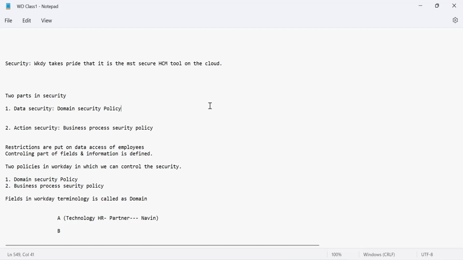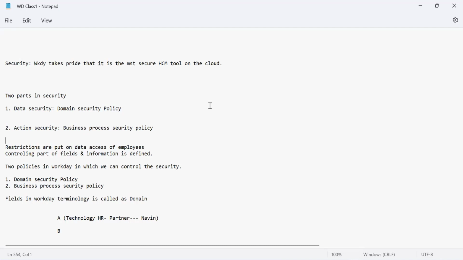Correct? I hope you have understood both types of security, data security and action security. Is there a question on that? Yes, no? No. Devashi.